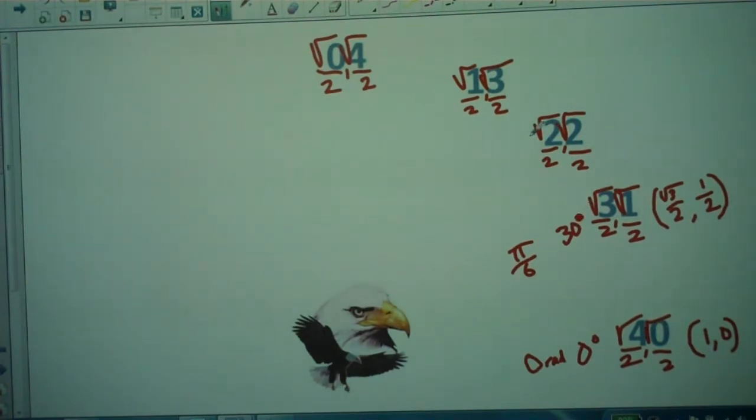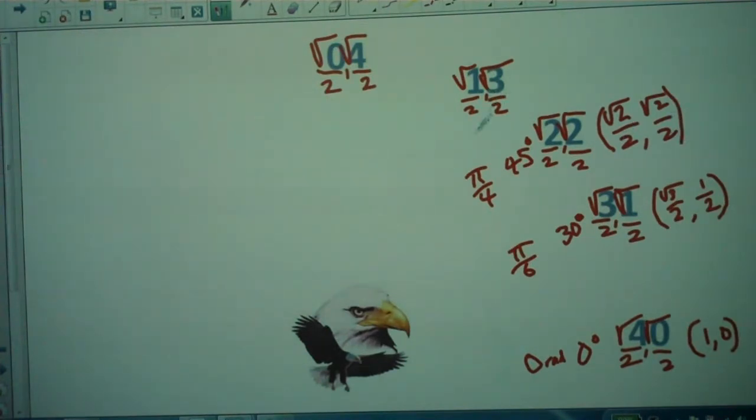Now we go up to our third point, and that's going to represent angle 45 degrees, or pi over 4. And here we can just leave the coordinate pair in the same condition, square root of 2 over 2, comma square root of 2 over 2, which represent the cosine and sine of this third point in the unit circle.